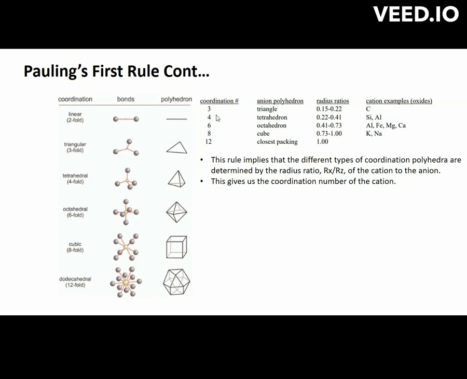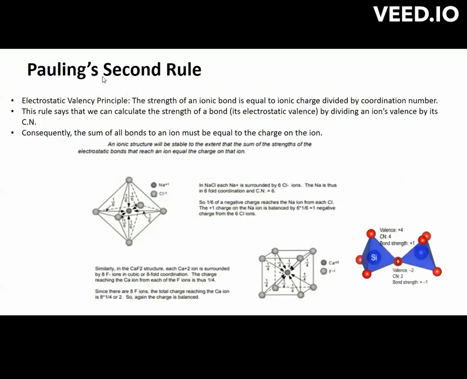The coordination number is just the number of the anions that are surrounding the cations. So Pauling's rule is about the coordination number, which is predicted by the radius ratio, and it's also about the cation-anion distance, which equals the sum of the radii. I hope it makes sense.